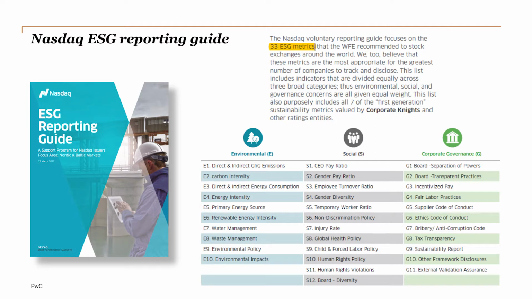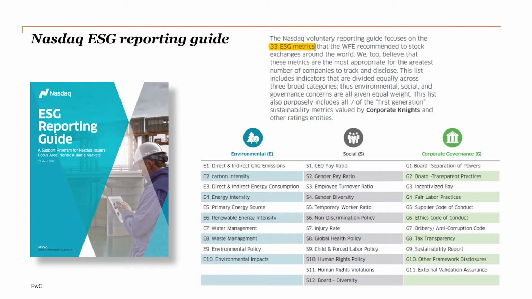And they're divided into environment, social and corporate governance. And they range from direct and indirect greenhouse gas emissions on the environmental indicators, to CEO pay ratio on social, and tax transparency, for example, in governance.